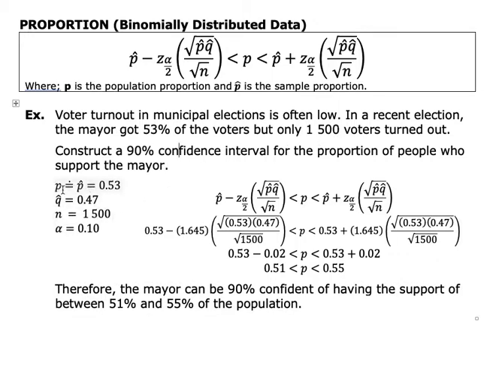If p, which is being approximated by our observation, our p hat, our sample proportion, is 53%, then the q hat, or the sample proportion of failure, is 0.47. That's 1 minus this value. Substituting into our formula, we end up with an interval of 0.51 to 0.55 for our population parameter P, and we can be 90% confident that it falls between these two values.